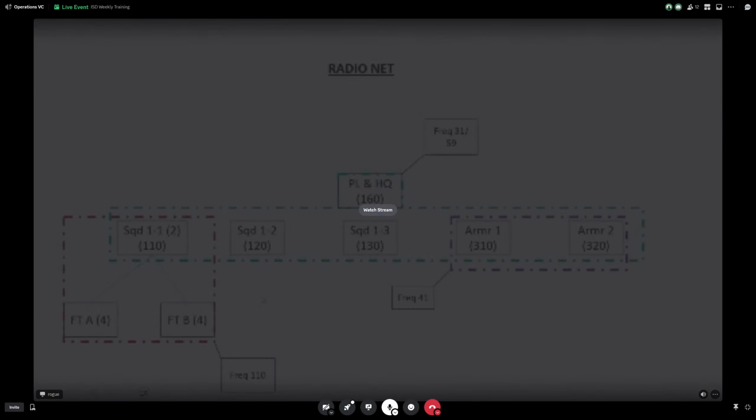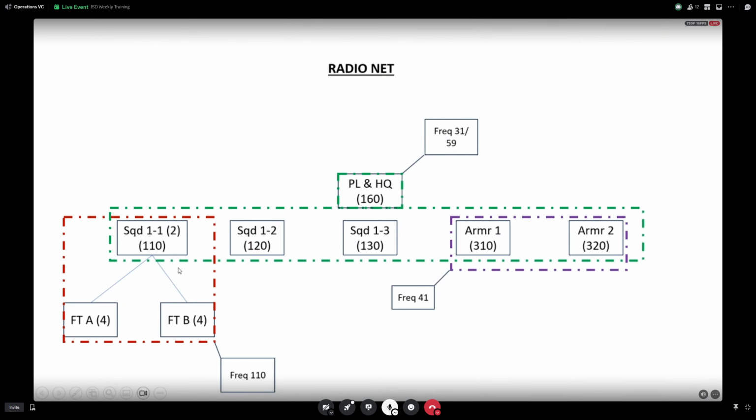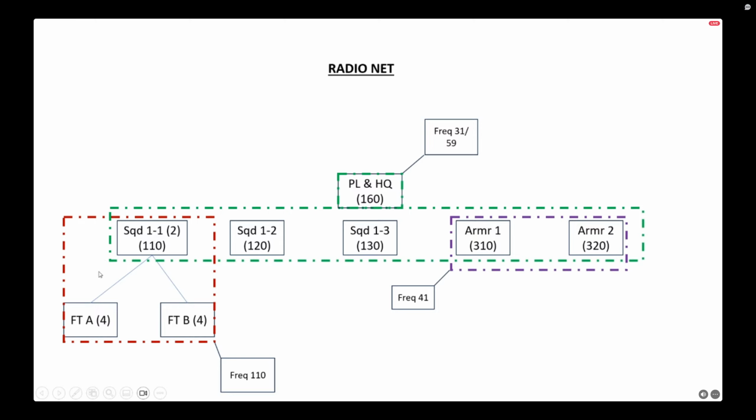No, they don't get spot promoted. Okay, let me fix this. For this scenario, the Fireteam leaders have to be on the platoon net. Sorry, I missed this out.